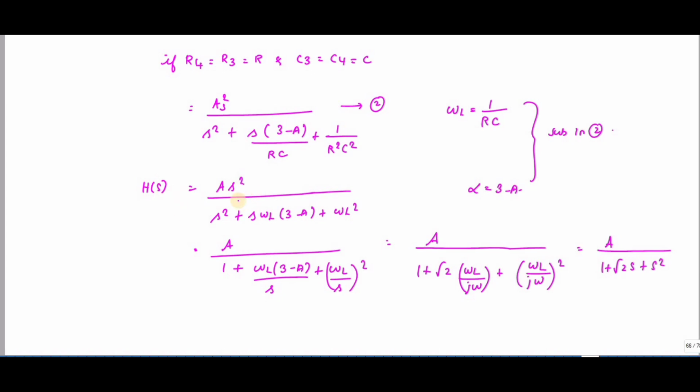Okay, so I am going to divide the S square term on both sides. So I will get A divided by 1 plus omega L (3 minus A) divided by S plus omega L divided by S the whole square. So I can write alpha equal to 1 by root 2 for the Butterworth filter. Okay.